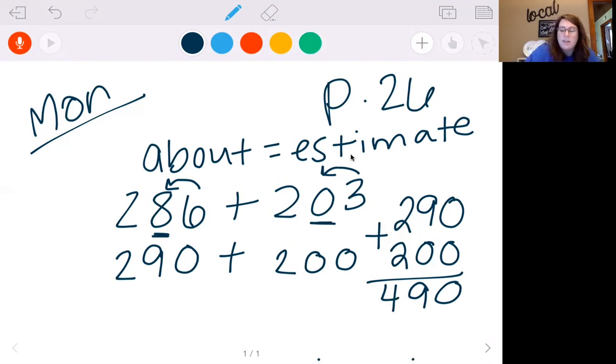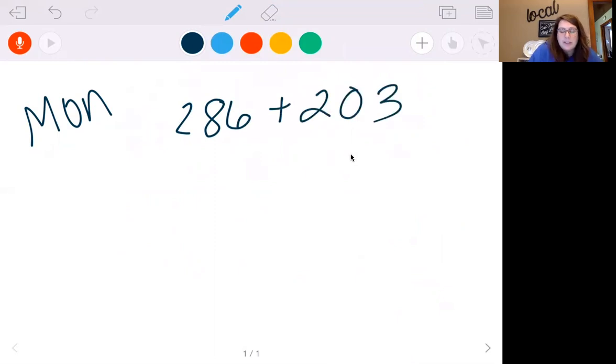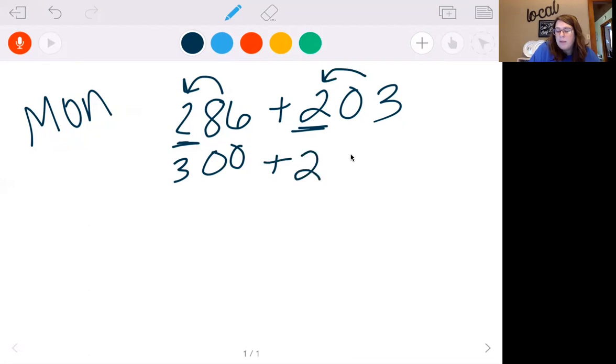We can also round it to the nearest 100, and they'll usually tell you what to round it to. So if we take 286 and 203 again and round it to the nearest 100, this time I'm going to underline the hundreds place. The 8 makes the 2 go to a 3. Everything else turns to zeros. That 0 makes the 2 stay the same. Everything else turns to zeros.